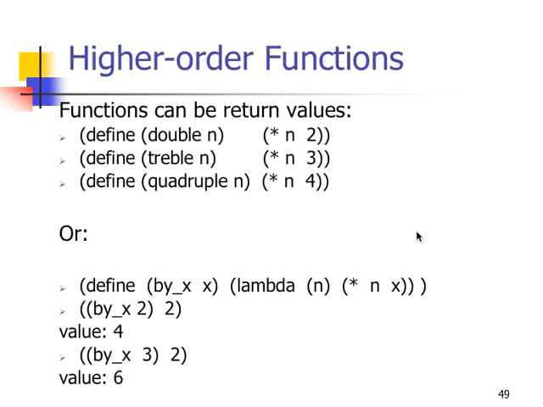So functions in Scheme are all higher order functions. The functions can be returning values, and they return once per function call, and that value is substituted in. So define double n, treble n, quadruple n, and so forth. Or define, and then here we go, a value to itself. So we can evaluate which one it's going to be and run it, essentially.